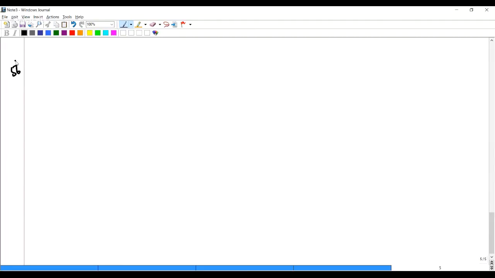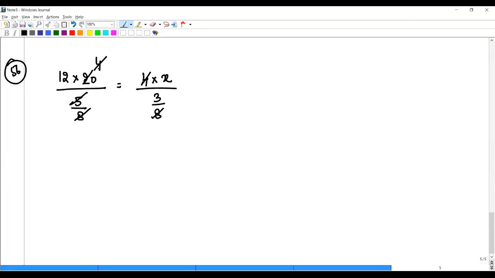56. A contractor was engaged to construct a road in 16 days. After working for 12 days with 20 laborers, he was able to do only 5 by 8 of the work. So M1 T1 by W1 is equal to M2 T2 by W2. So how much time? 12 days is done, so 4 more days. How many members do you need in order to complete 3 by 8 of the work? Cancel. 5 ones are, 5 fours are, 4 4 get cancelled. So x is equal to 36 laborers you need, but already you have 20. So you need 16 more laborers.